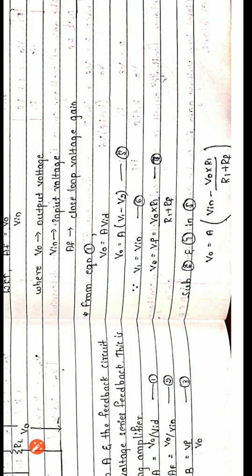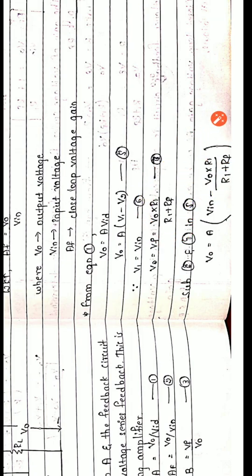Now we will substitute equation 6 and equation 7 in this equation. So 6 and 7 are substituted in equation 5. This equation is 5. What I will get is V0 equals A into Vid, which is nothing but V1. V1 is nothing but Vn here. V2 is nothing but V0 into R1 divided by R1 plus RF.